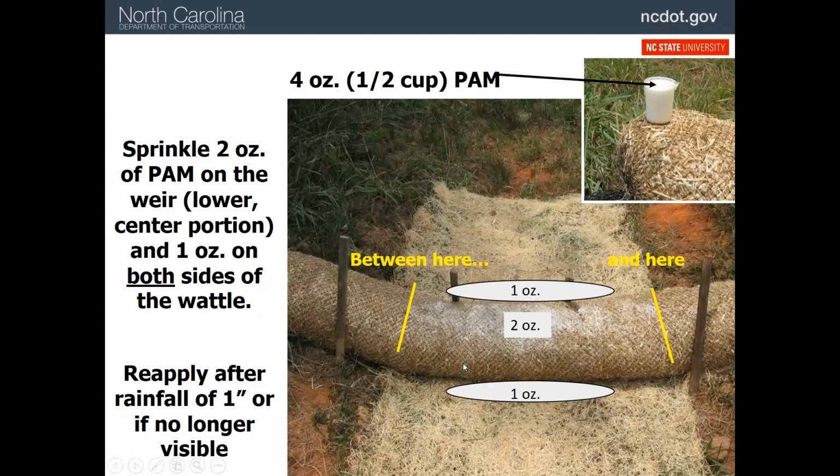This way, when there's low flow and the water is going through the wattle, it will pick up some of that chemical and treat that turbidity. If we have high flow, then it gets treatment both from the blanket and as it passes over the top. It picks up some of that chemical.